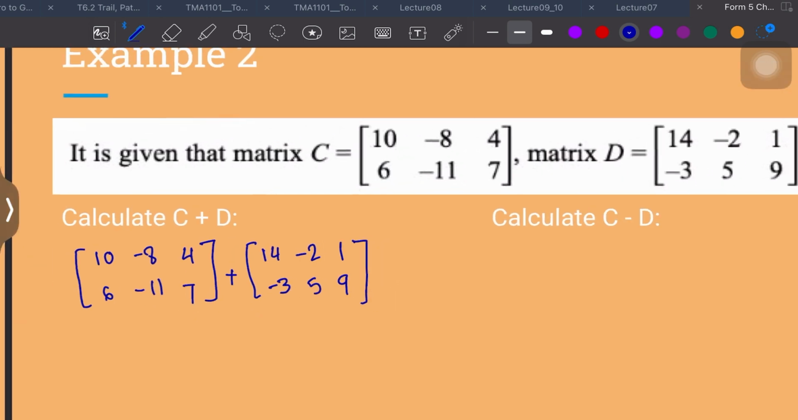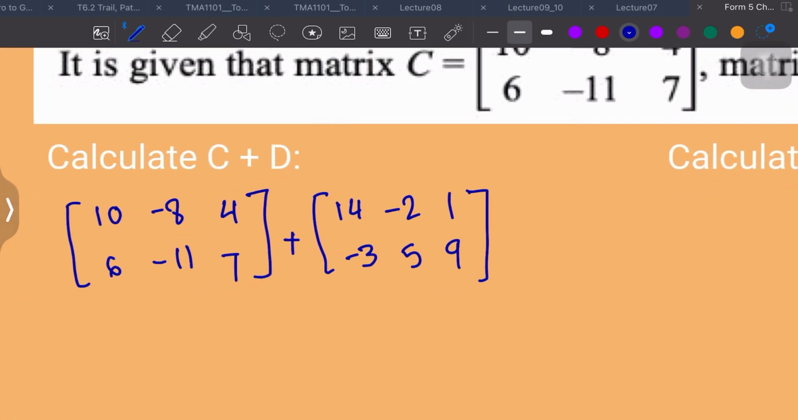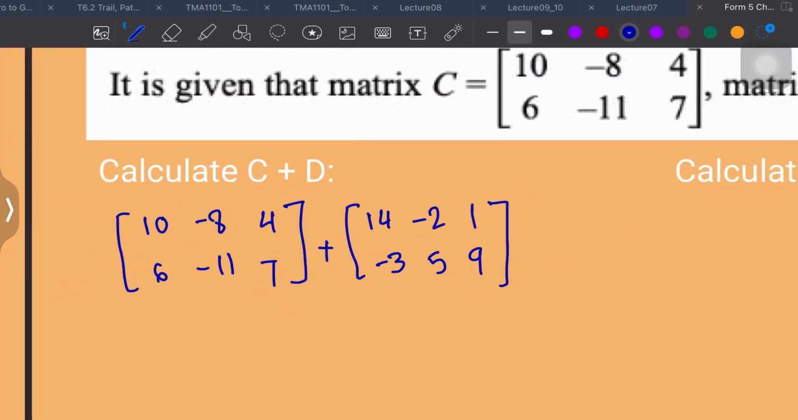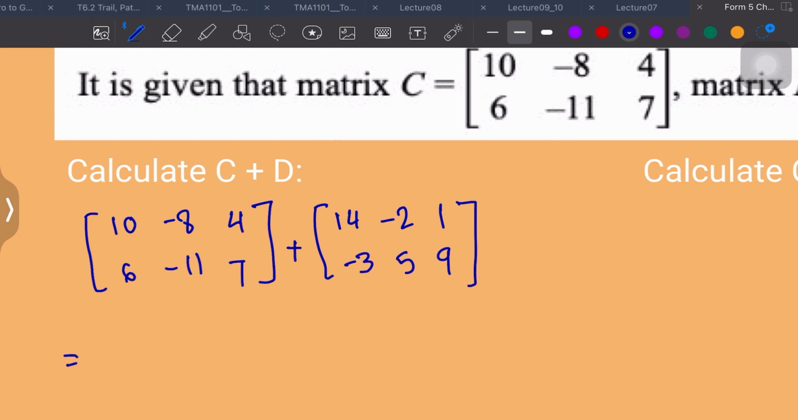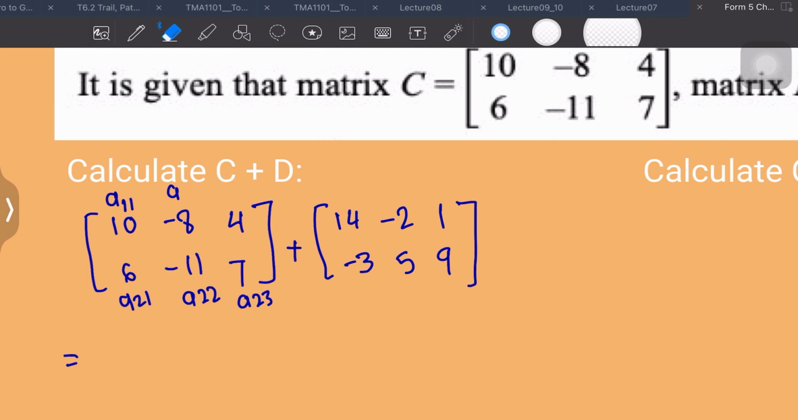Okay, so what would be the answer, guys? What would be the answer? Okay, so we use the method that we learned just now, how to determine the position of each digit. A11, A21, A22, A23, sorry, A12, A13. Same goes to here.